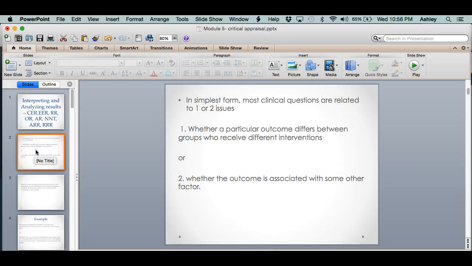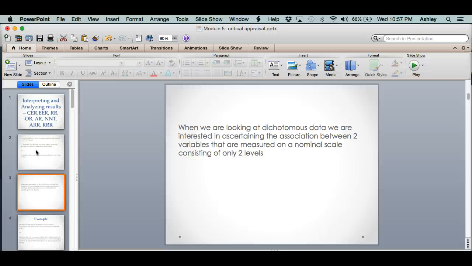Okay, so in simplest form, most clinical questions are related to one or two issues, and that is whether a particular outcome differs between groups who receive different interventions, or whether the outcome is associated with some other factor. We need to make sense of that. And that's how we get into looking at all of these various statistics to dig a little deeper and make a valid assumption about what we're studying.